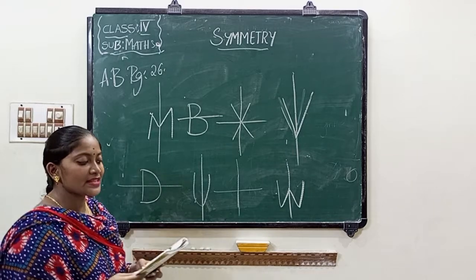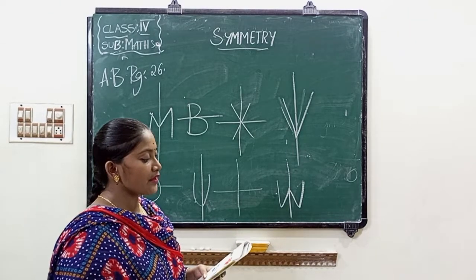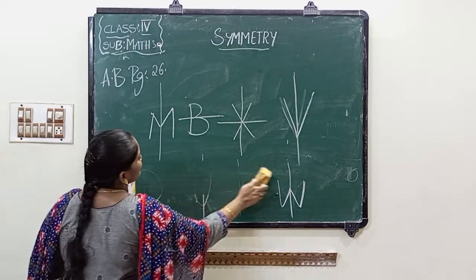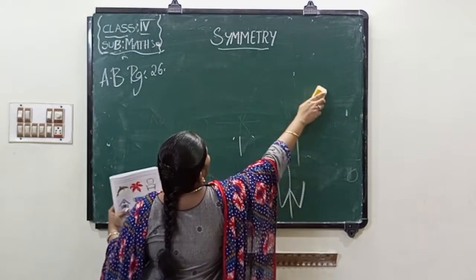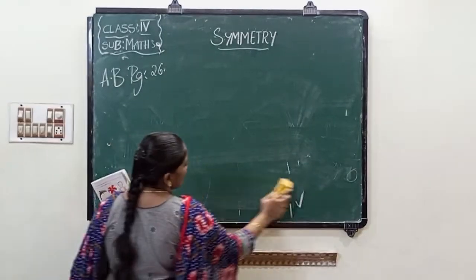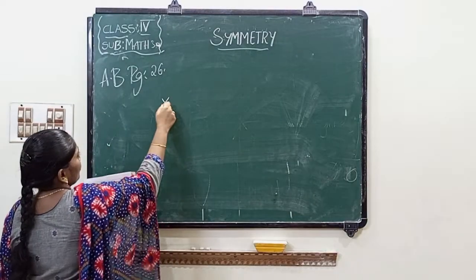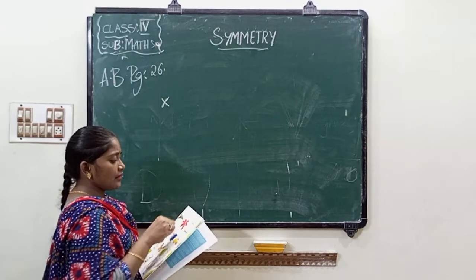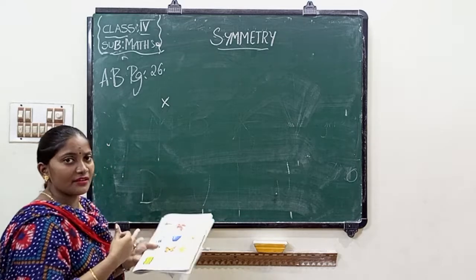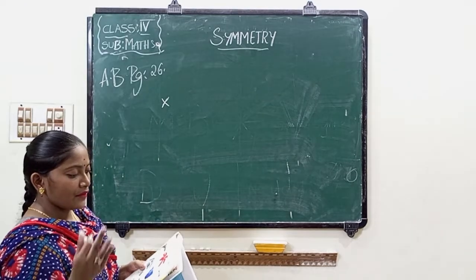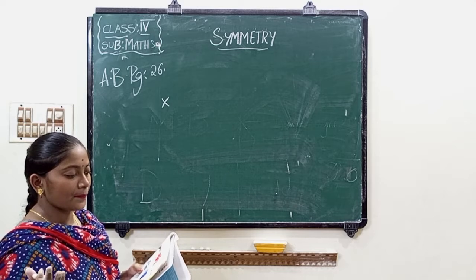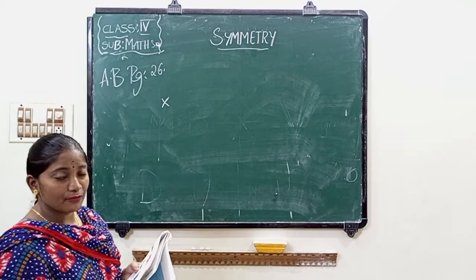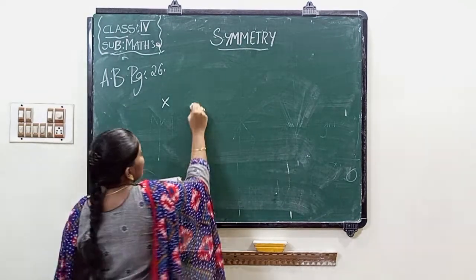Differentiate between symmetrical and asymmetrical figures by ticking the symmetric figures and crossing the asymmetric figures. First one is an asymmetric figure, so place a wrong mark. Flower: if the flower has 4 petals, we can count 3 on this side and 3 on that side, so we can place a symmetric mark. If there is another extra flower petal, we can't. So here it is symmetric.